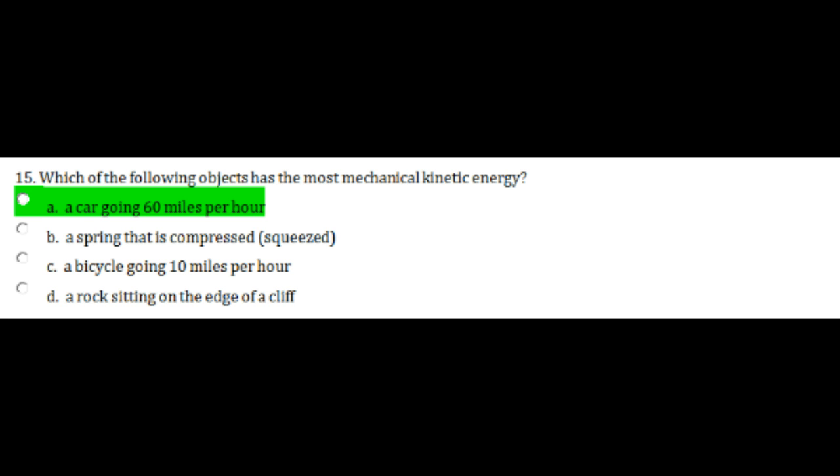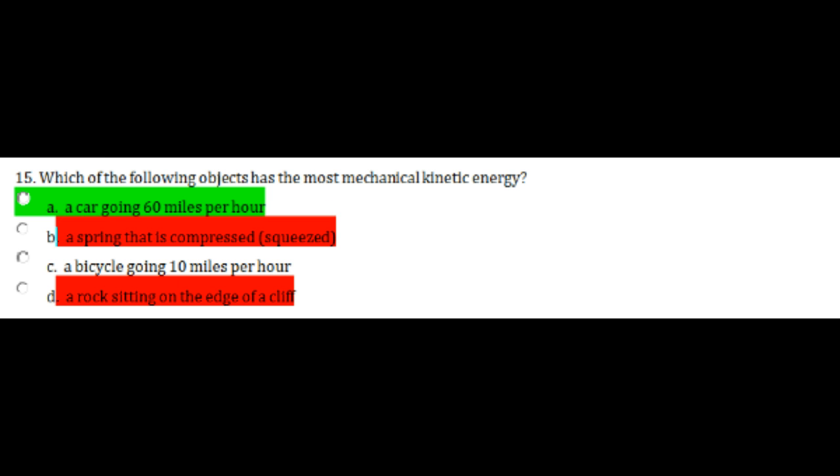We could automatically get rid of that one because that's not going to have any type of energy like we're looking for. A bicycle going 10 miles an hour? Maybe that one. A rock sitting on the edge of a cliff? No. This one would have potential, so I would get rid of that one automatically. We're not going to choose that. We're not going to choose this one that got squeezed because that just doesn't make sense.